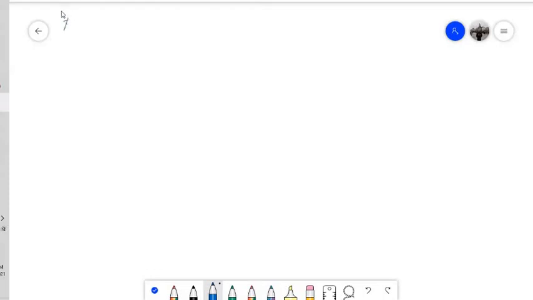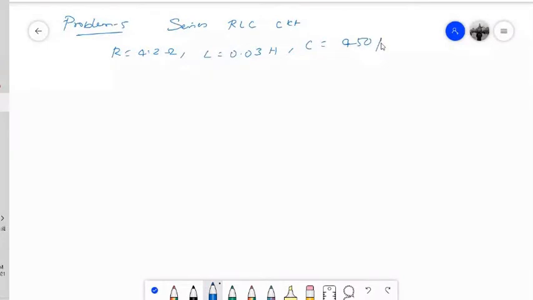This is problem number 5. This is a series RLC circuit. I am writing in brief. R is given to be 4.2 ohm and L is given to be 0.03 Henry and C is given to be 450 microfarad, and the input current I is equal to 10 ampere.